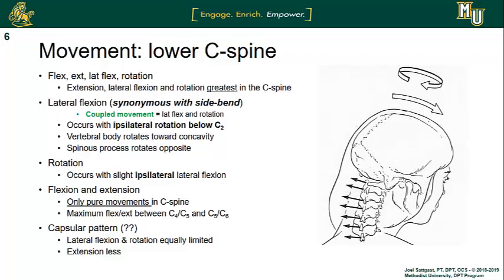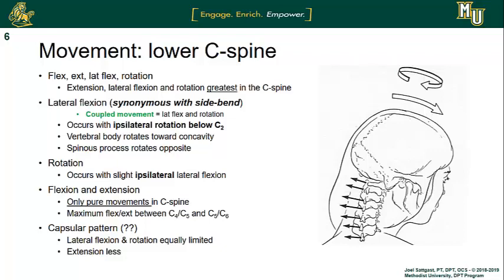Okay. The vertebral body will rotate toward the concavity. So keep that in mind, which is why we see that ipsilateral rotation. And then the spinous process rotates opposite, right? So the body is going to go ipsilateral, but the spinous process goes contralateral. So for example, if we're looking at C3 rotating on C4, the spinous process of C3 is going to move contralateral to the rotation, meaning if you rotate to the right, the spinous process will move to the left, whereas the body will move to the right, stays ipsilateral.